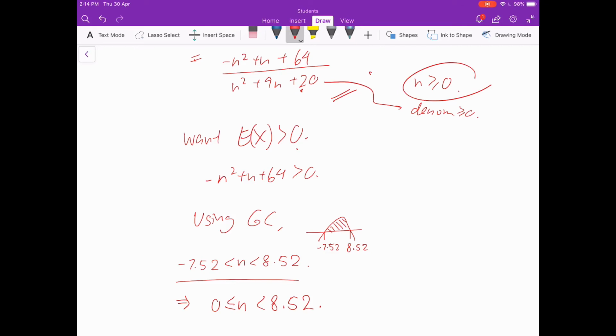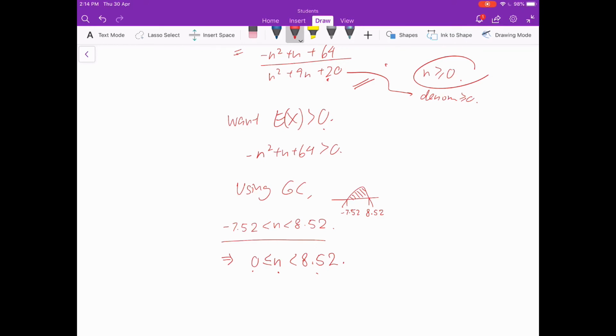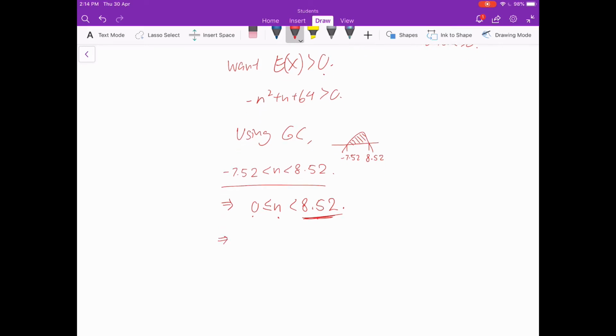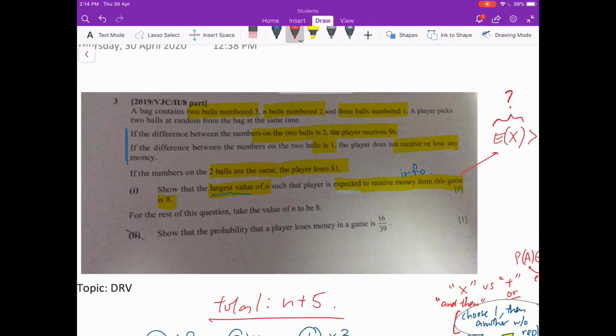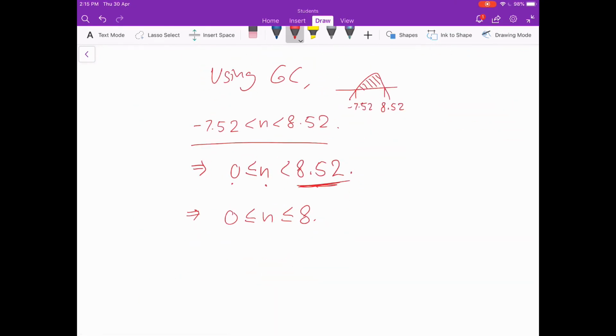Okay, so long as n, which is the number of balls labeled as 2, is between 0 to 8.5, then we have a game where we can expect to get money on average. And then you're going to ask me, but Mr. Pang, can you have 8.5 balls? And yeah, of course you can't. So since we also know that n must be a whole number, then we have to define it as such. Okay, so back to the question. We want to show that the largest value of n is 8. And since we have a range here, all we have to do is take the upper range, isn't it?